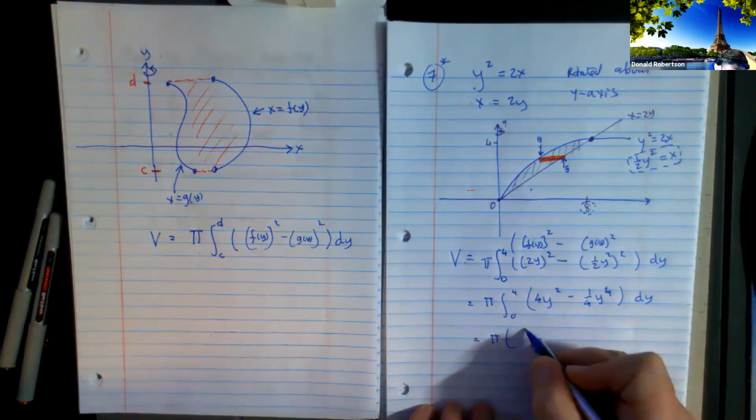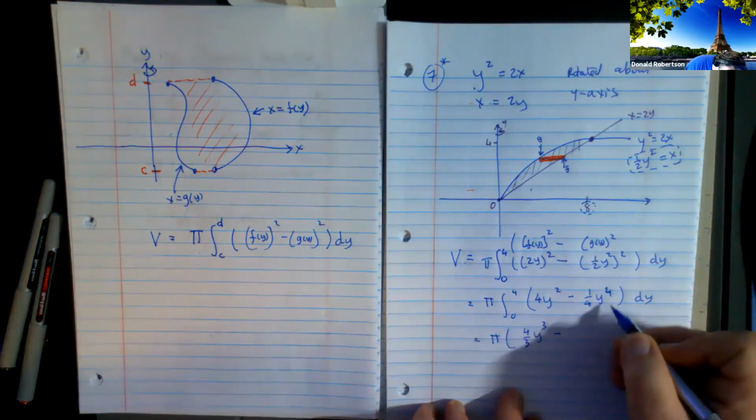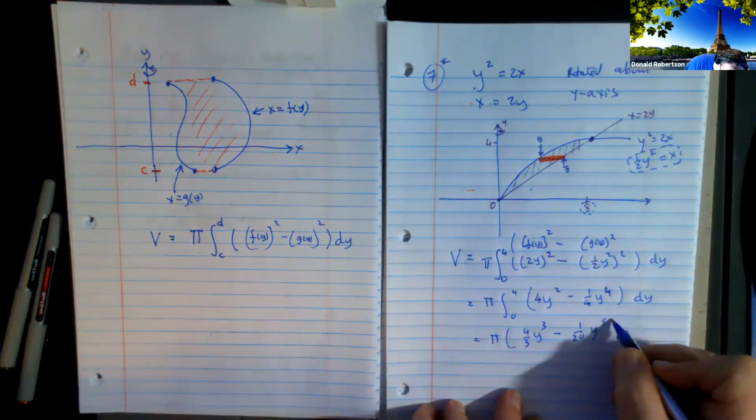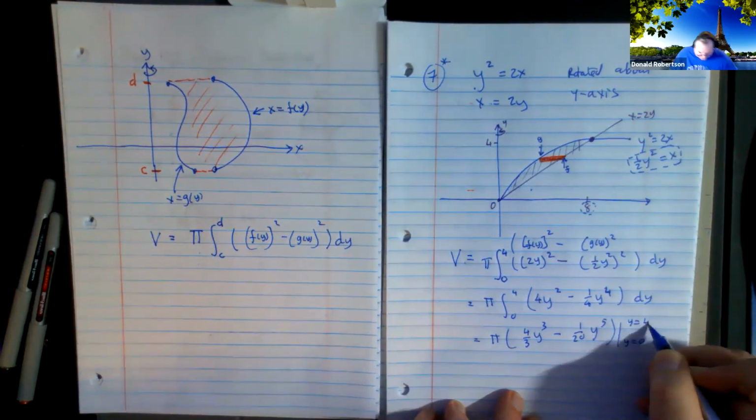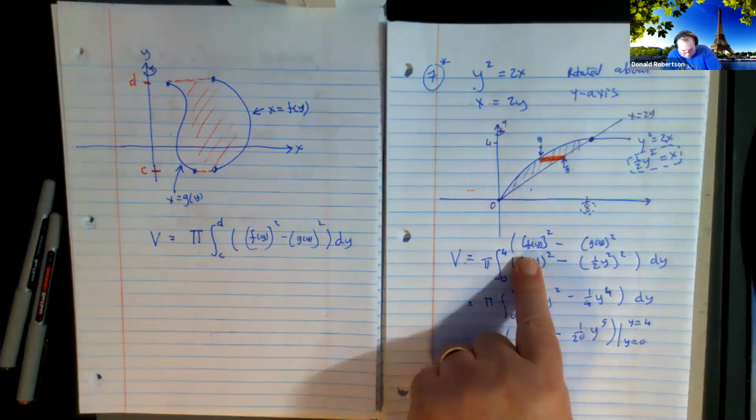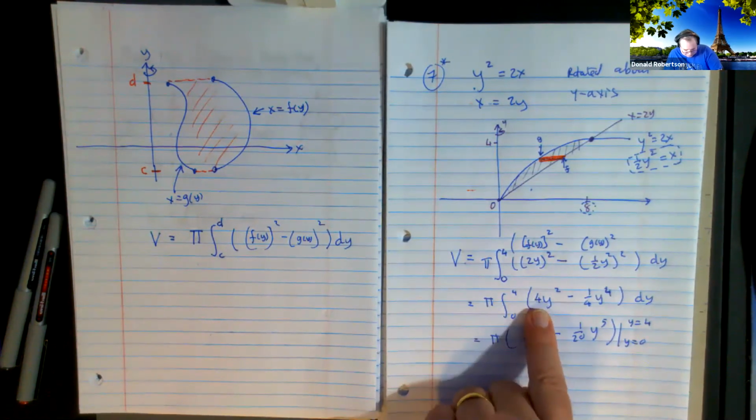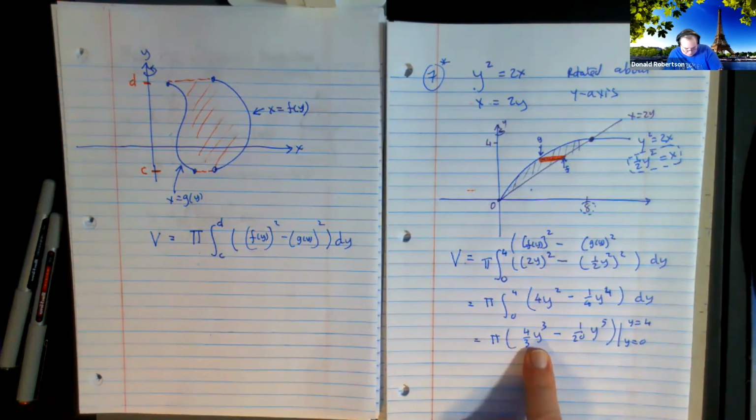Power rule. 4/3 y cubed. Add 1 to the power, divide by the new power. Evaluated at 0 up to 4. So f of y, take away g of y squared. That's what 2y squared looks like. That's what a half y squared looks like. Power rule, power rule.